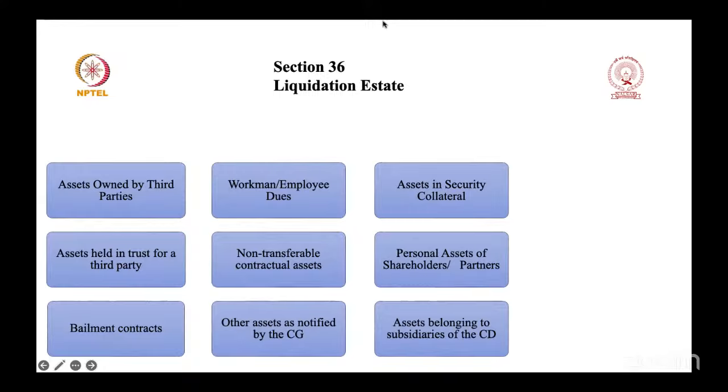These are certain exclusions which will not be part of the liquidation estate, and therefore these cannot be distributed amongst the creditors. Assets belonging to the subsidiaries of the corporate debtor, and other assets as notified by the central government, none of them can actually be admitted as liquidation estate.